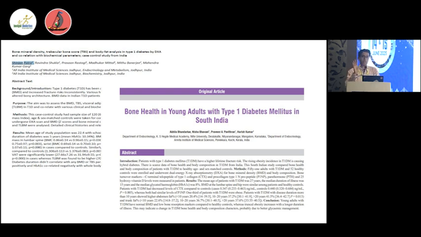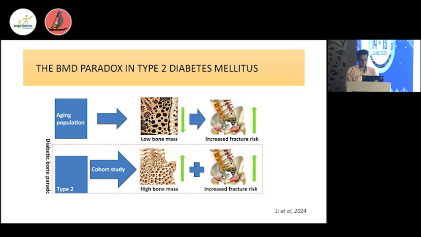Now, what evidence do we have on whether bone mineral density is reduced in diabetes? I will not bombard you with many studies, but I would like to share just the Indian context. So this was one of our studies.